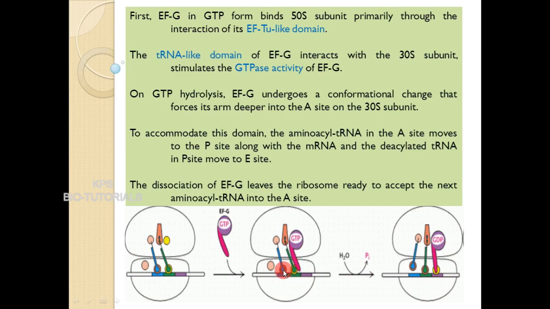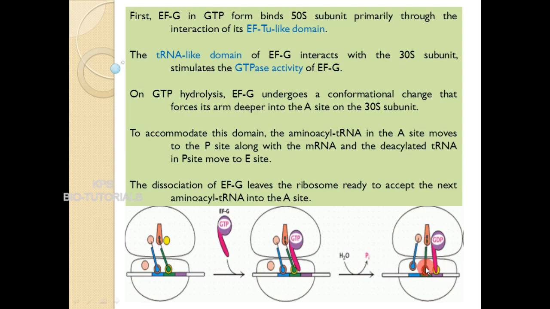The tRNA in the A site is pushed towards the P site. Thereby, the tRNA in the A site will be moved to the P site, and the free tRNA in the P site is now pushed towards the E site. So after the binding of EFG with the 30S subunit, the tRNA in the P site is moved towards the E site, and the amino acid tRNA in the A site is moved towards the P site.